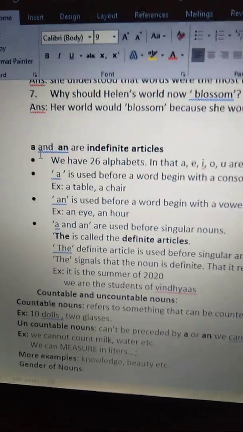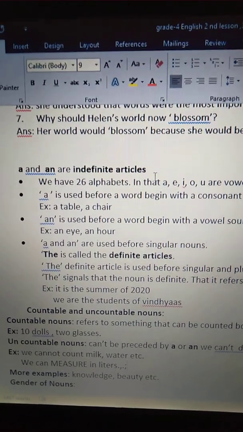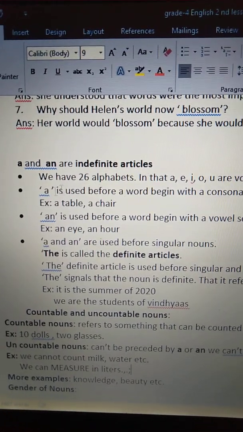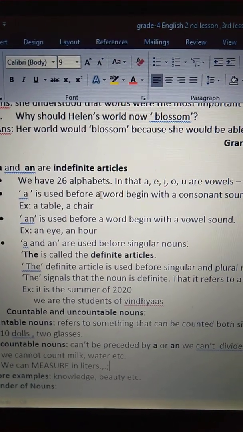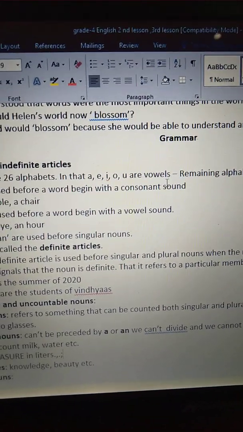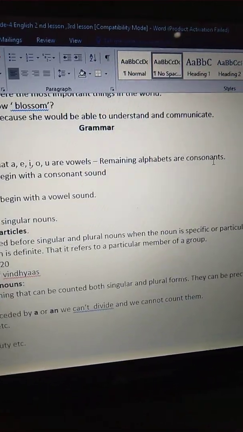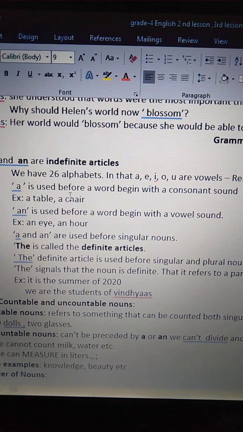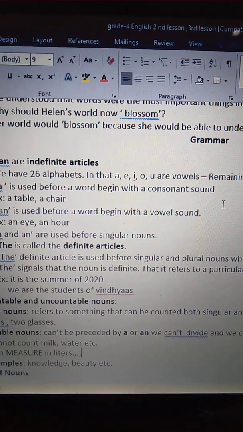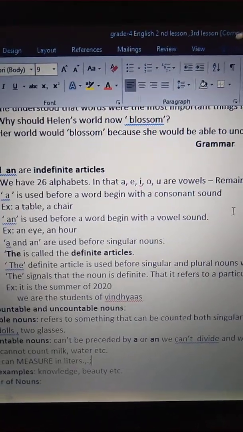Okay? See, a and an are indefinite articles. Here a and an we call them indefinite articles. We have 26 alphabets. In that a, e, i, o, u are vowels. We know that a, e, i, o, u are vowels. Remaining alphabets are consonants. A is used before a word beginning with a consonant sound. So, if the beginning letter has a consonant sound, we use a before the word.